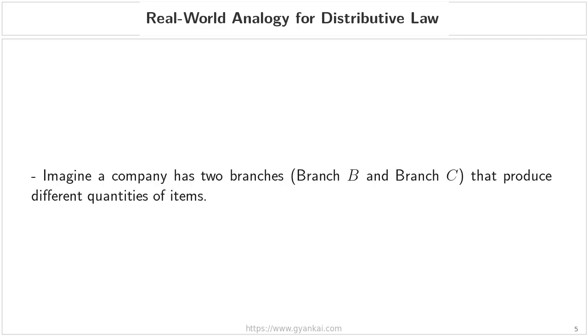Real-world analogy for distributive law. Now, to help you better visualize the distributive law we just covered in the previous slide, let's look at a real-world analogy. Imagine a company that operates two different branches, which we can refer to as branch B and branch C. Each of these branches produces different quantities of items.